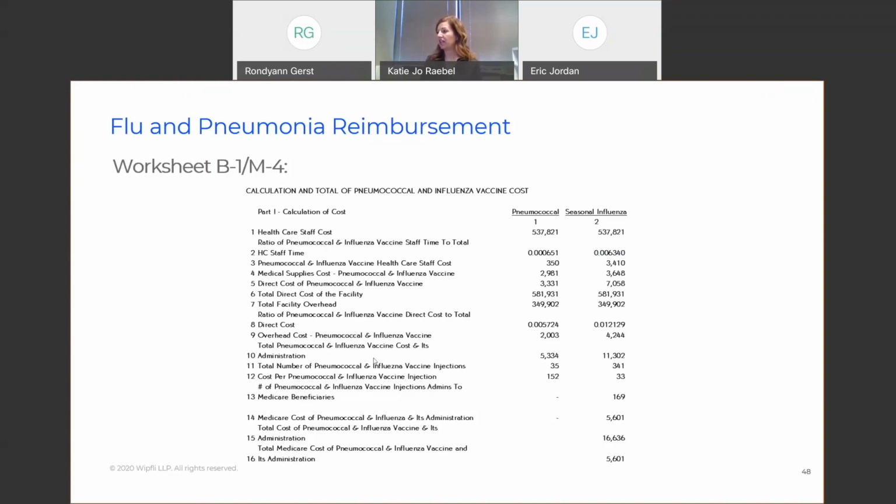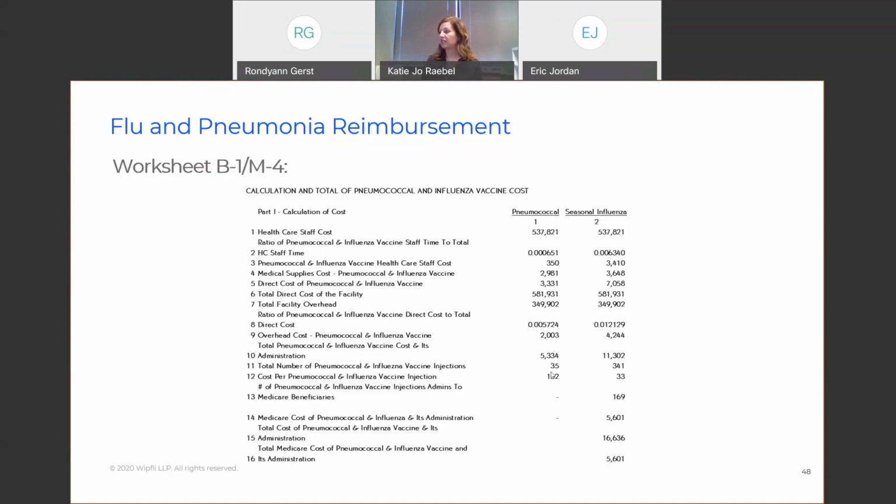If we look on line 12, this is really our end game. What this includes is the cost of the vaccination, administration costs like staffing costs, and we also get overhead allocated to these services as well.